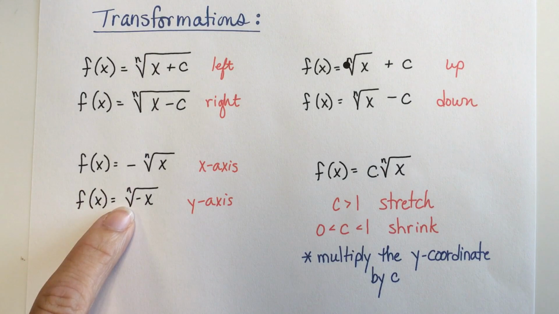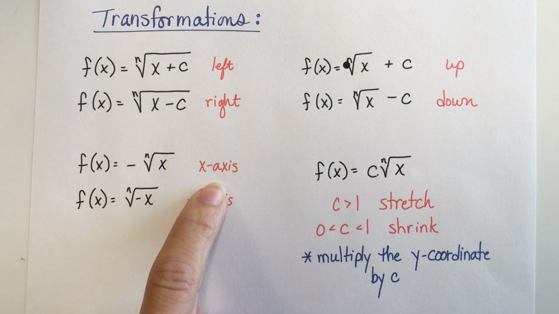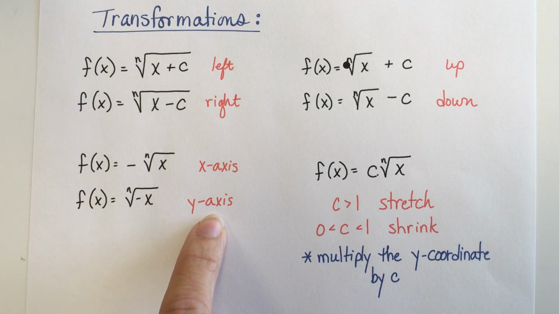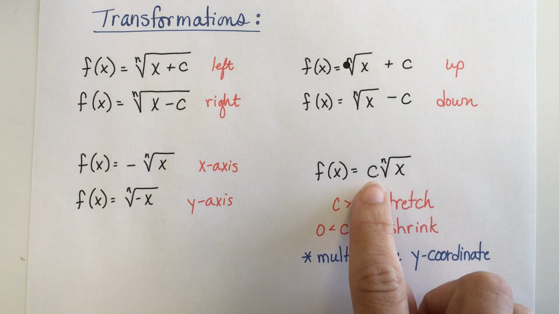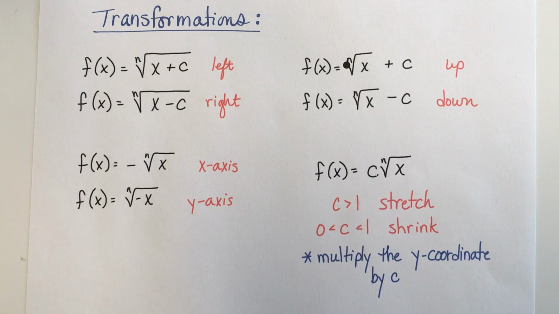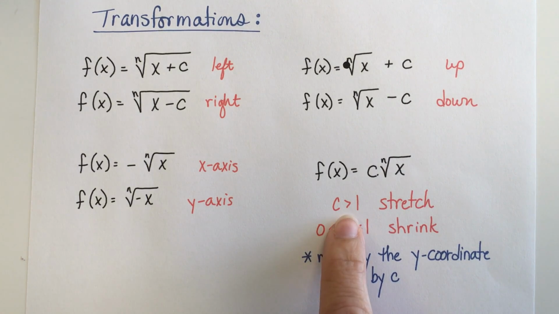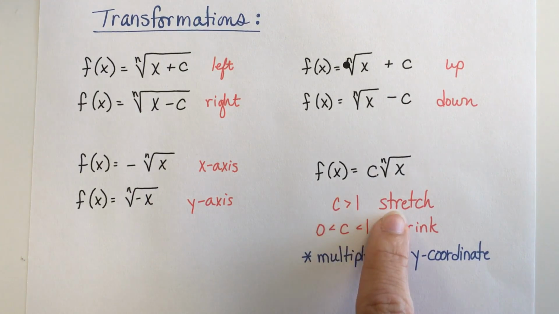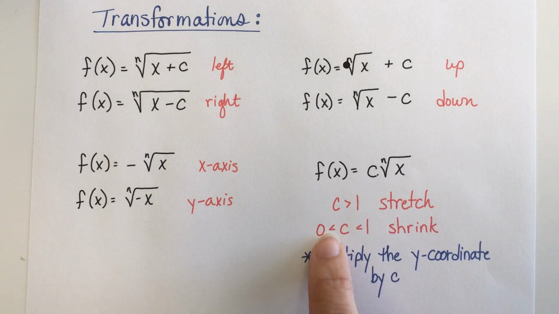If you have a negative in front, that's an x-axis reflection; negative underneath is a y-axis reflection. And then if you have a number multiplied times the radical, that's when you get a stretch or a shrink. If this number is bigger than 1, you call it a stretch. If it's between 0 and 1, you call it a shrink, okay? So you'll need to have these copied down in your notes to refer to as you work on your homework.